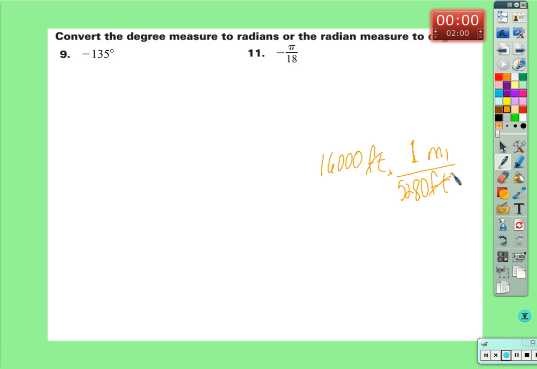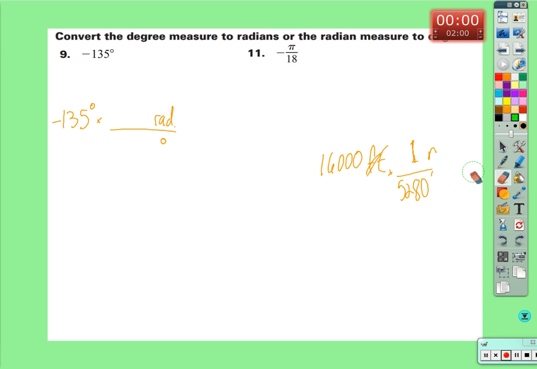So the units will cancel each other out. The numerator will cancel the denominator. And we just want to get those units to cancel each other out. So if we want to convert from degrees to radians, we're going to multiply by something that's going to cancel out the degrees and leave us with radians.